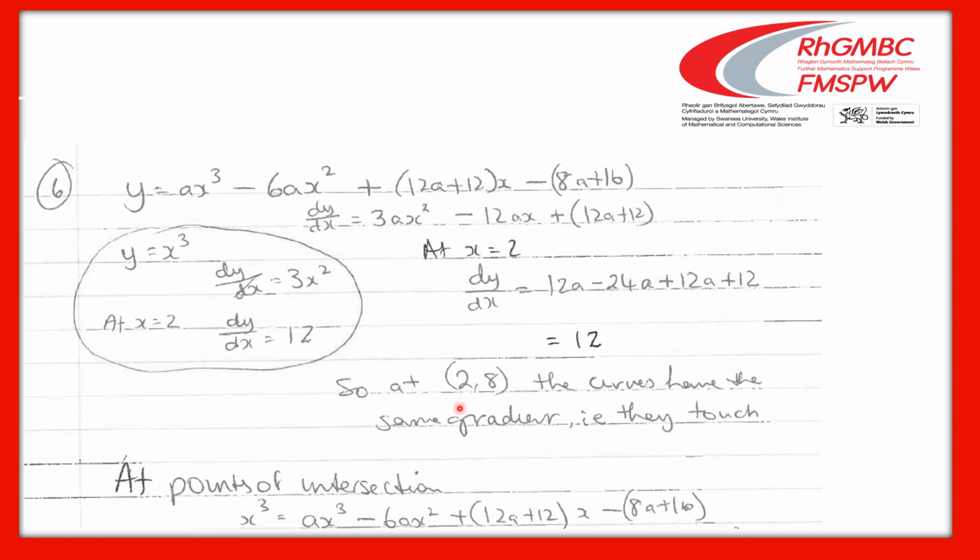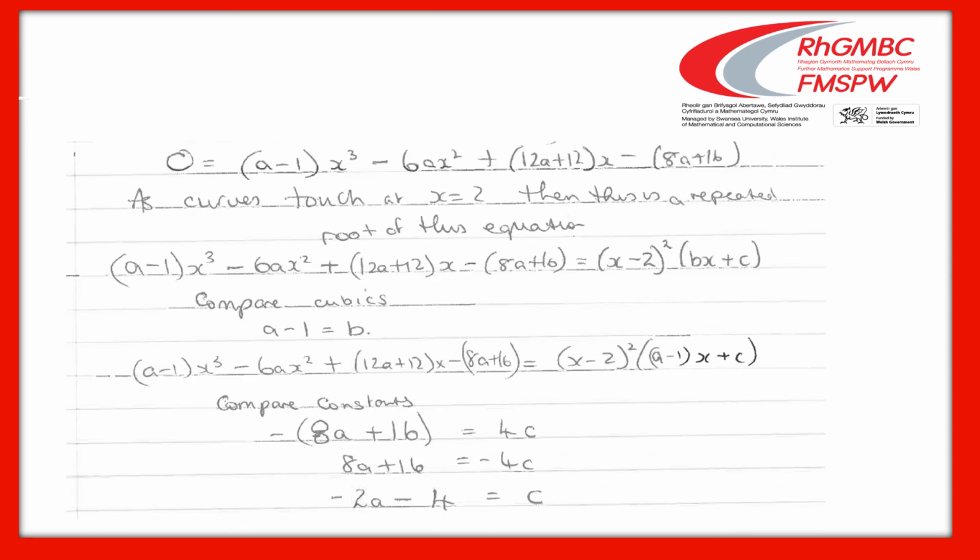So at the coordinate 2, 8, the curves have the same gradient, i.e. they touch. Now the points of intersection, we could put the curves equal to each other because we know that they are both y equals equations, and if we do that then we can solve where they cross.